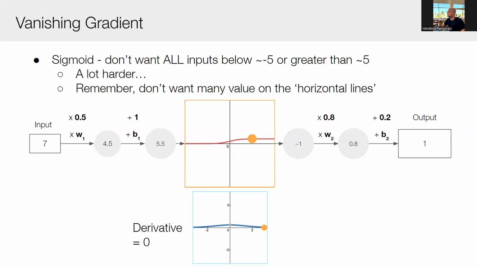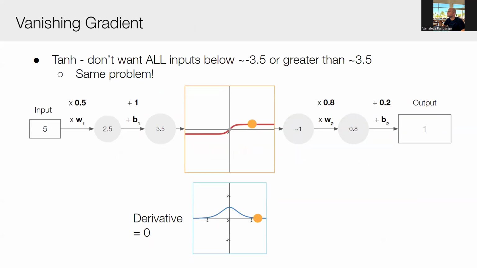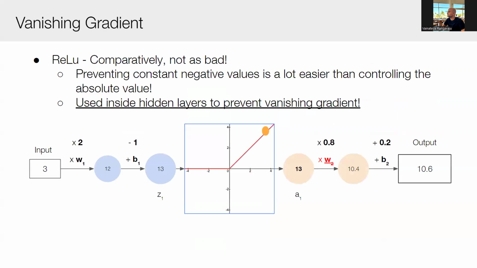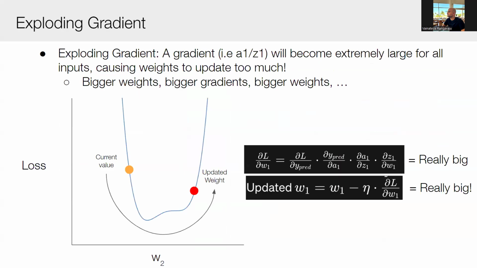For sigmoid, we don't want inputs below -5 or greater than 5 for the same reason, because that's the 0 zone. And for tanh, we don't want it greater than 3.5 or below -3.5, because once again, it's in the 0 zone. And that's going to cause the same issue that we had with ReLU. So for all activation functions it's hard, but it's much harder for tanh and sigmoid, because having those two-sided bounds is much harder to keep track of than just making sure it's not going to be negative for the ReLU. But overall, this is the vanishing gradient problem.